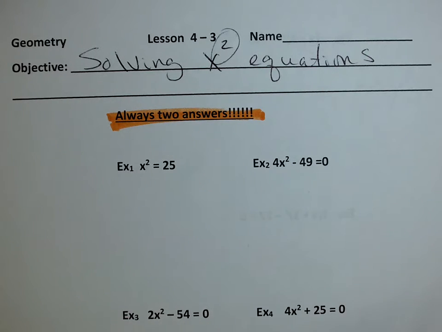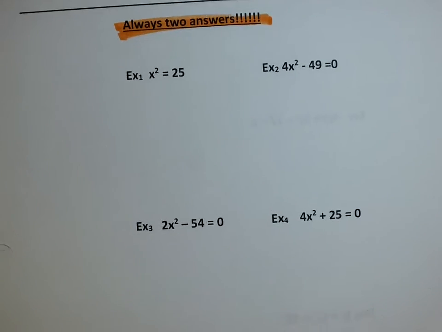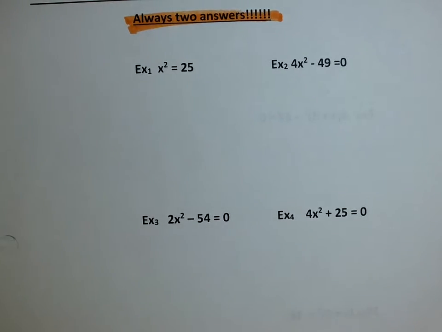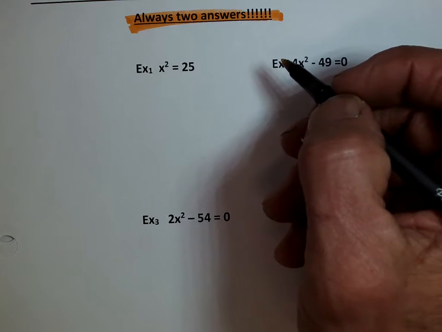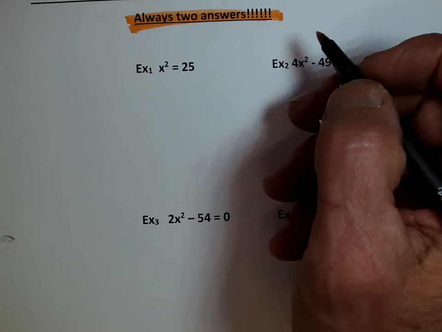Okay, so right off the bat, number one. There's two ways to show it. One, the easy way, is we're just going to square root both sides. But I want to prove real quickly why there are two answers. Don't write this down.